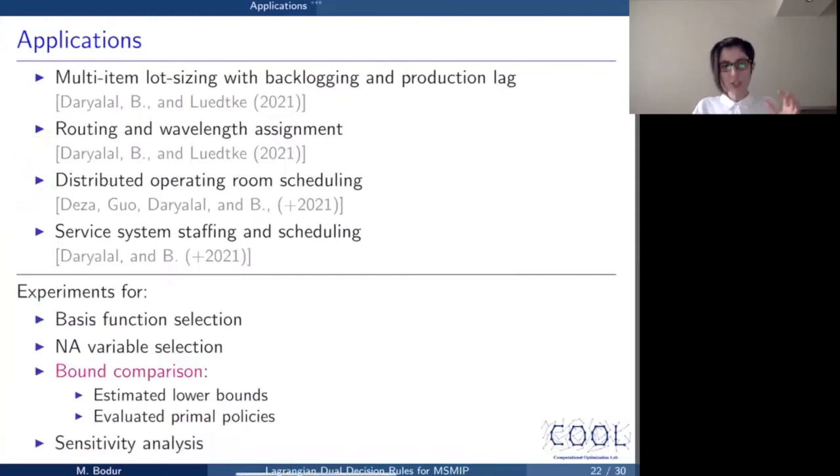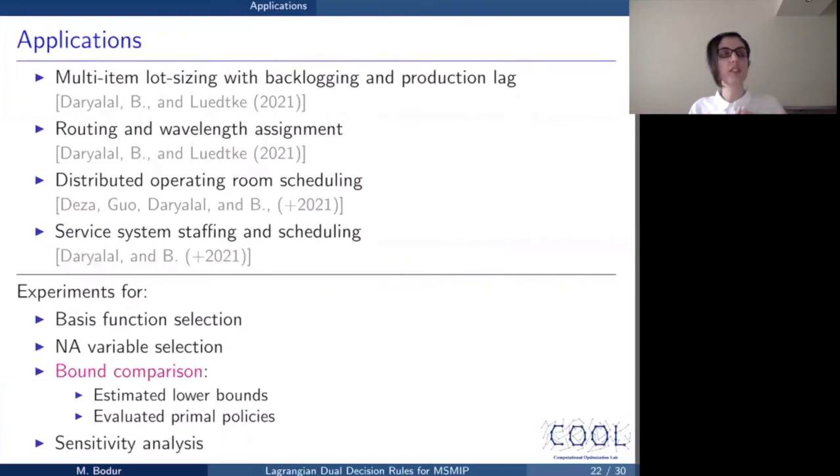All right, so what you can experiment with in terms of the use of these Lagrangian-based dual decision rules, you can definitely analyze your basis function selection. As I mentioned, it could be a very important choice. So you can basically try a bunch of different basis function options and look at the trade-off between your computational time and the quality of the bounds and the solutions that you get.